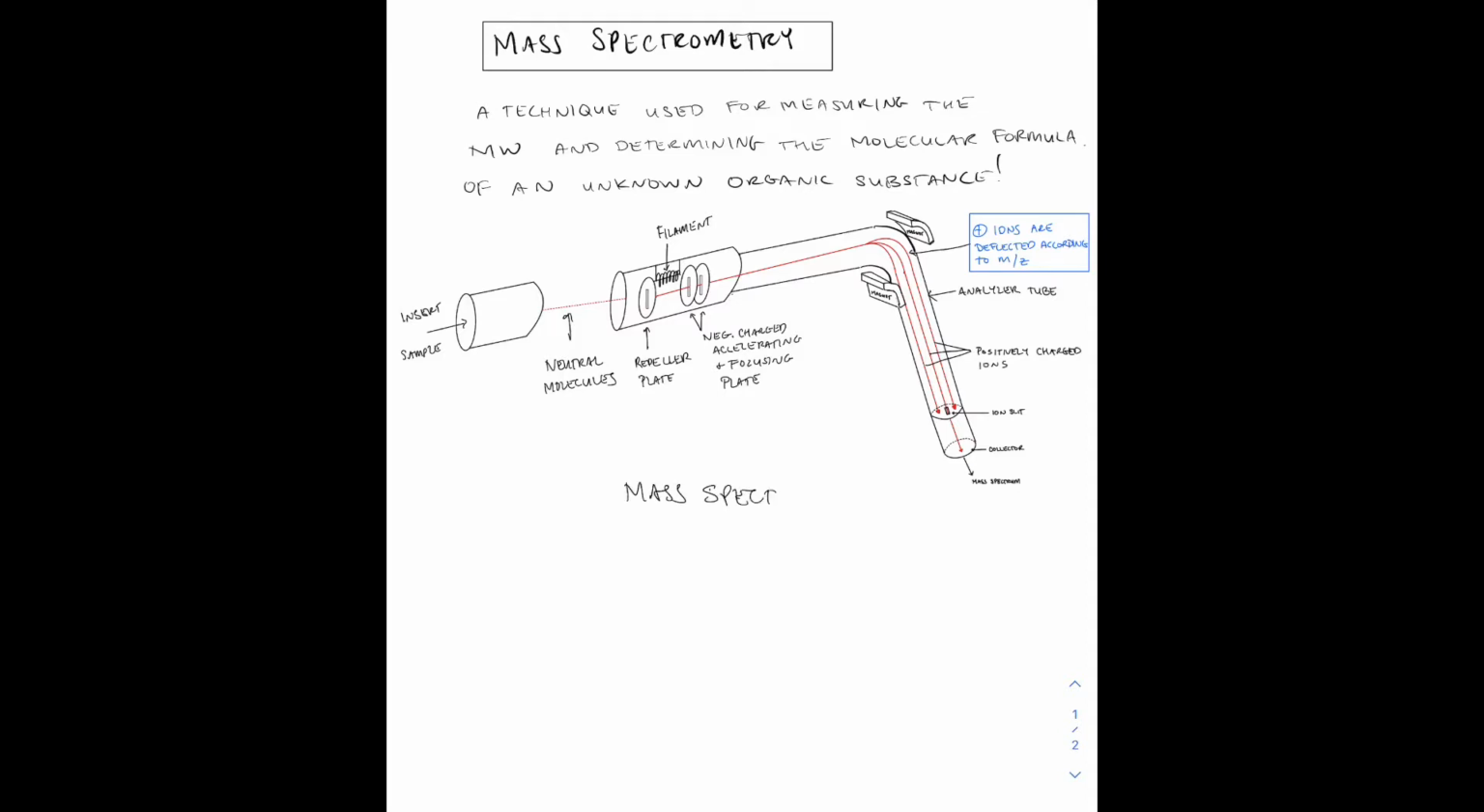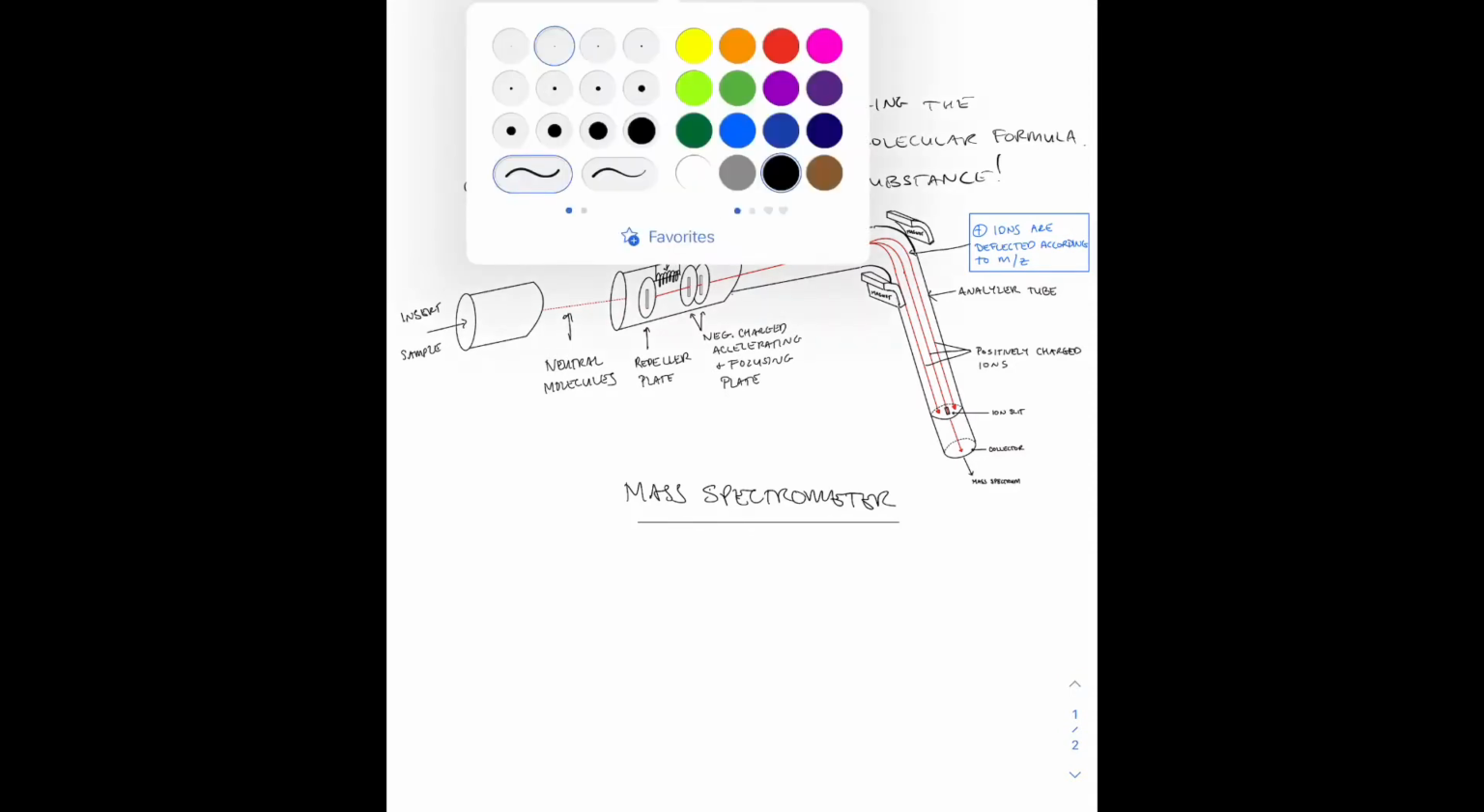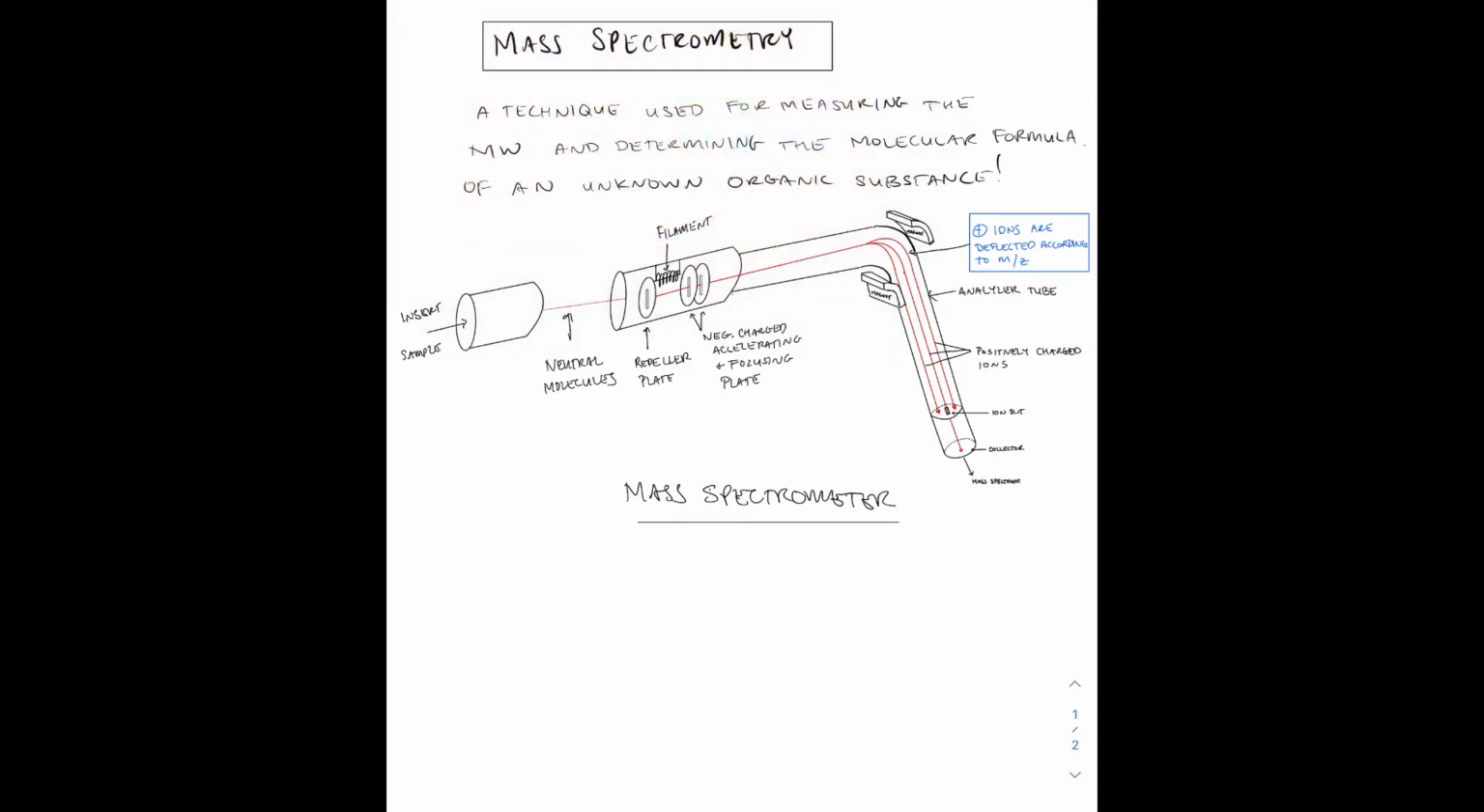Here is an example of a mass spectrometer. The spectrometer is basically just the instrument that we use to obtain a mass spectrum. Okay, and so basically you insert your sample over here, and then it shoots through. That red dotted line is basically neutral molecules shooting through the instrument, and then they go through a series of plates. So we have a repeller plate, we have a negatively charged accelerating and focusing plate.